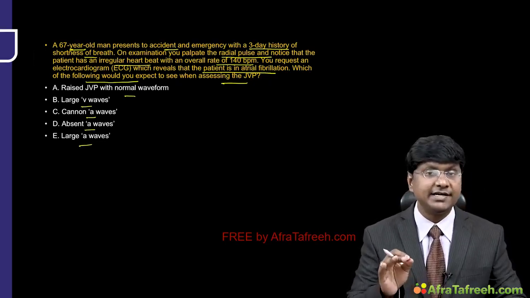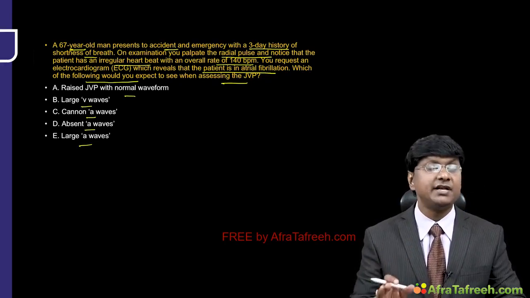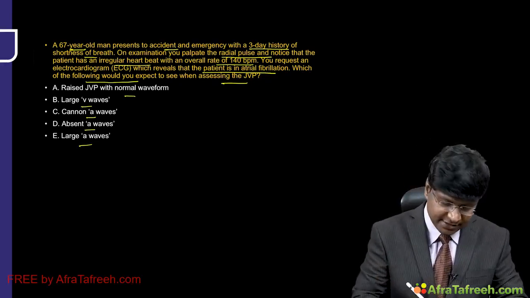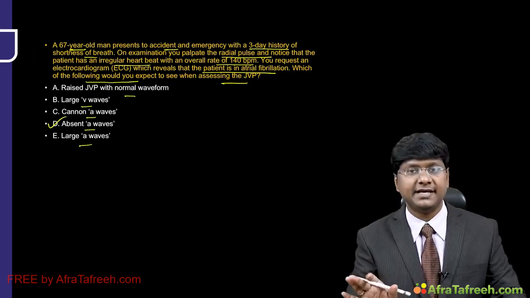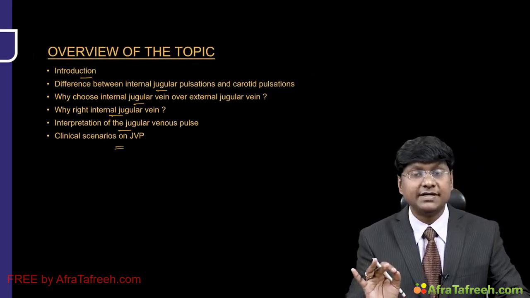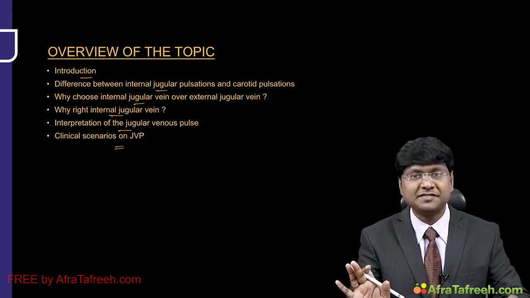So the ECG is very clearly suggestive of atrial fibrillation. So in atrial fibrillation, what is the abnormality we have discussed? That there is absent A wave. Right. So these are some of the important points about the jugular venous pulsations.